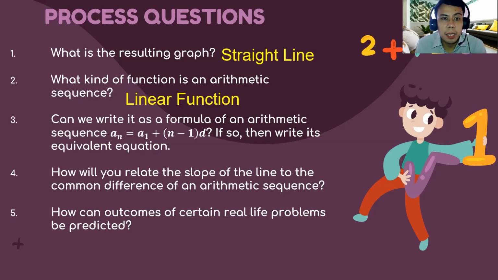Can we write it as a formula of an arithmetic sequence, a sub n equals a sub 1 plus n minus 1 times d? If so, then write its equivalent equation. Now, let's identify first if the sequence is arithmetic.